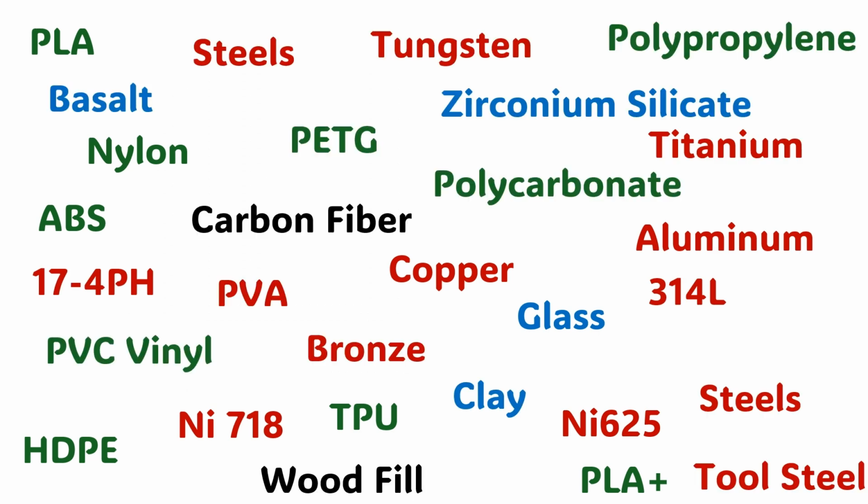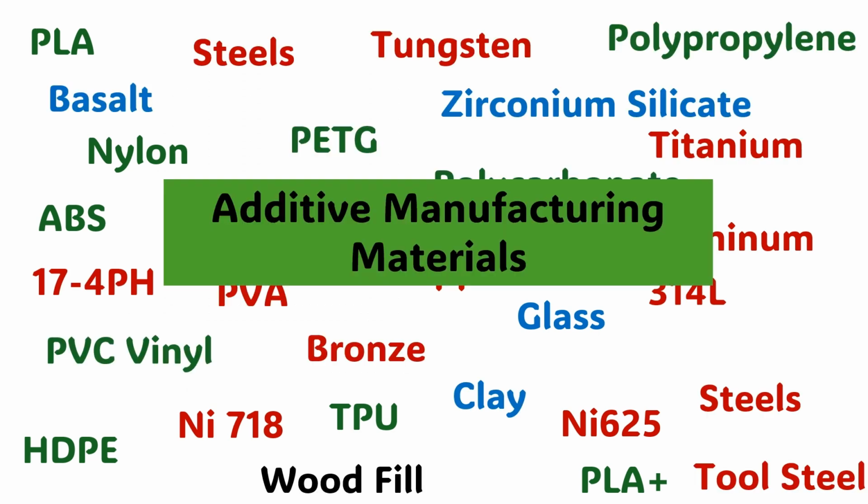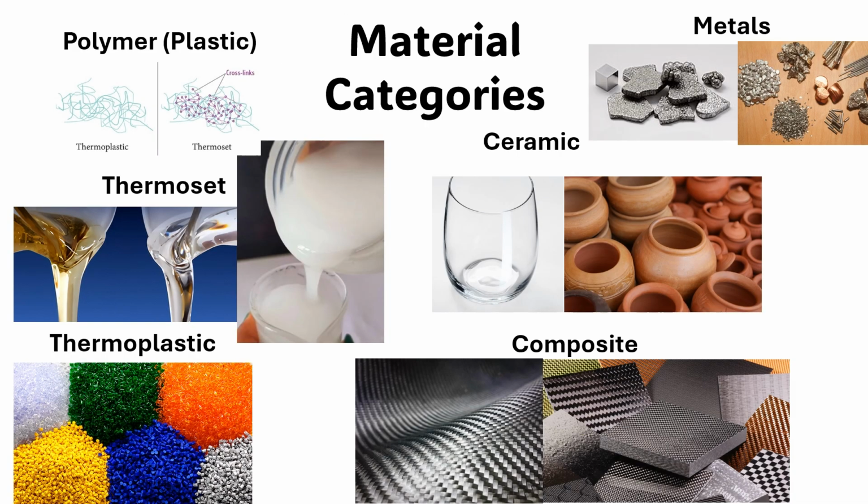Materials that can be used in additive manufacturing. So many it can appear almost limitless. Generally they can be broken into four major categories: polymers, ceramics, metals, and composites when talking about additive manufacturing. In addition, polymers can be considered as thermoset or thermoplastic.